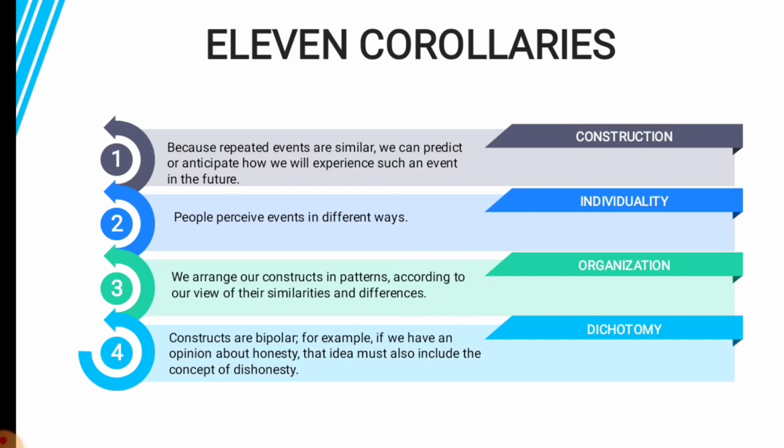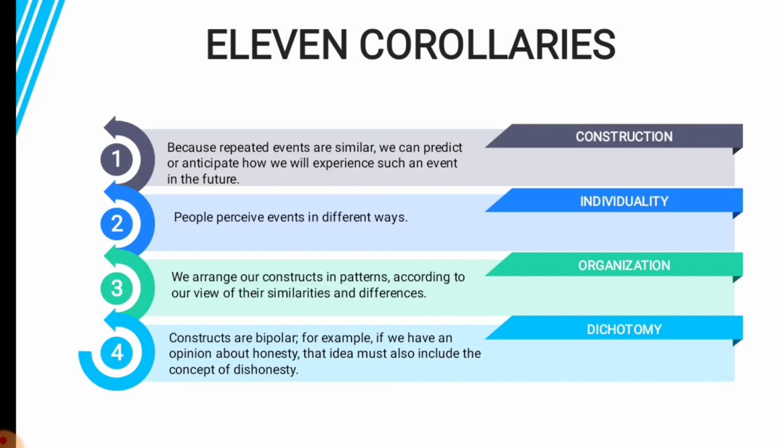Okay, so this focuses more on the similarities of certain events. Number 2 naman is individuality corollary. So this is more of the differences among people. People perceive events in different ways. Focus again sa pagkakaiba or differences ng mga tao.